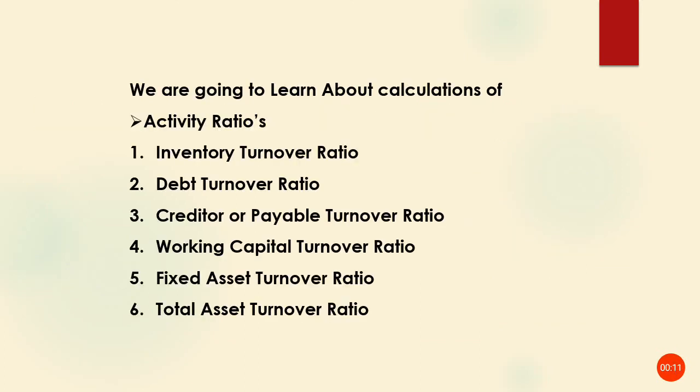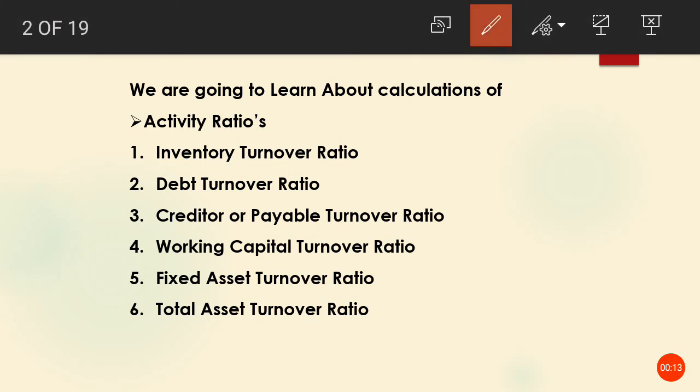First of all, we are going to learn about the activity ratio and its calculation as follows. 1. Inventory turnover ratio. 2. Debtors turnover ratio. 3. Creditors or payables turnover ratio. 4. Working capital turnover ratio. 5. Fixed asset turnover ratio. 6. Total asset turnover ratio.